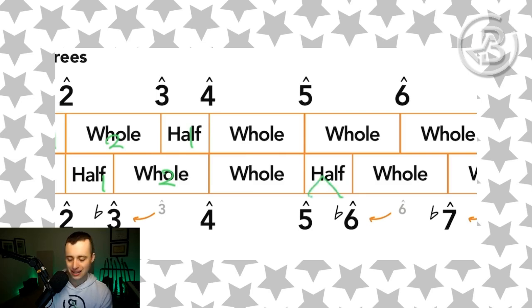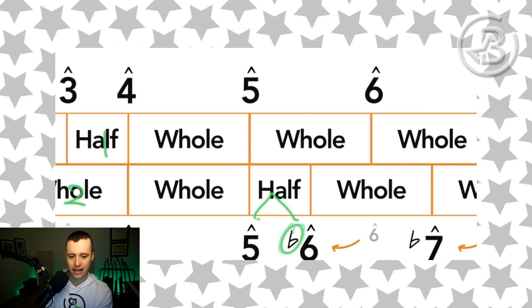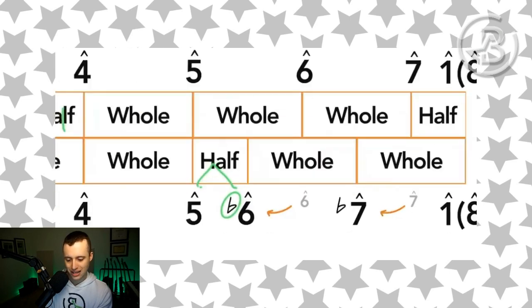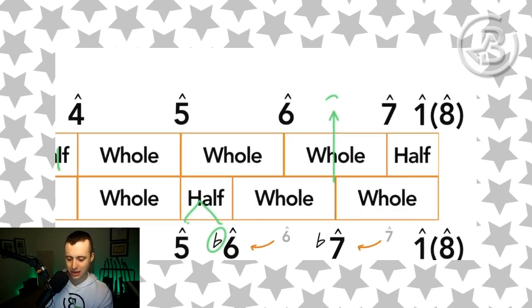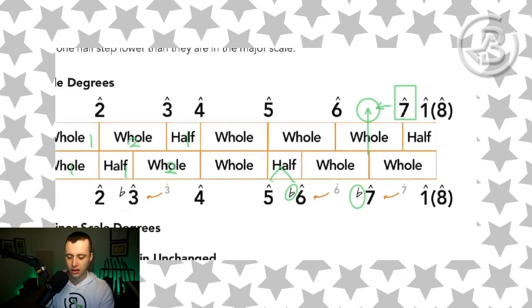Now because we have that half step between 5 and 6 in the natural minor scale, that again pulls 6 down 1/2 step or makes it happen 1/2 step sooner, whichever way you'd like to think about it. And because it's 1/2 step lower than 6, we're going to put a little flat in front of it to show that we're bringing it down by 1/2 step. And we can see the same thing play out here. 7 is happening here in the natural minor scale, whereas 7 is happening over here in the major scale. So because it's happening 1/2 step sooner, 1/2 step lower, we're going to put that little flat accidental in front of the scale degree.